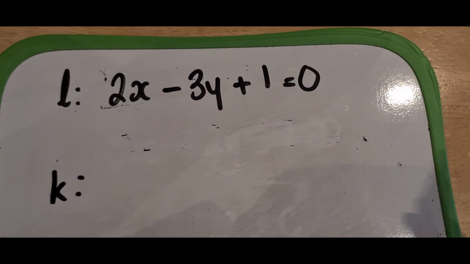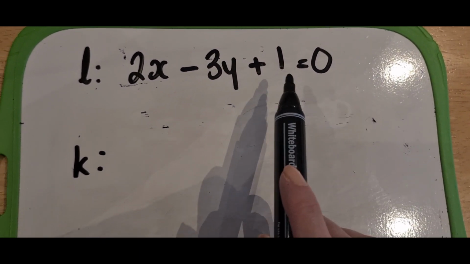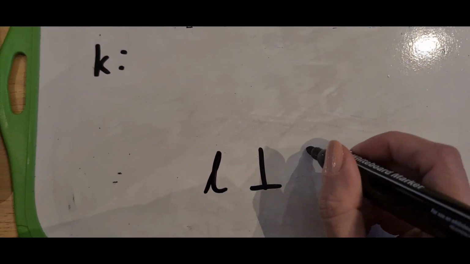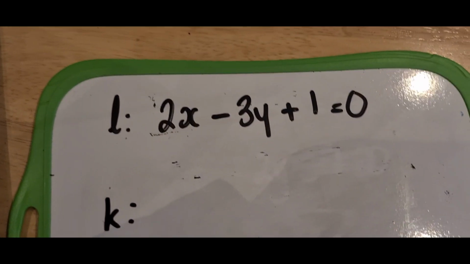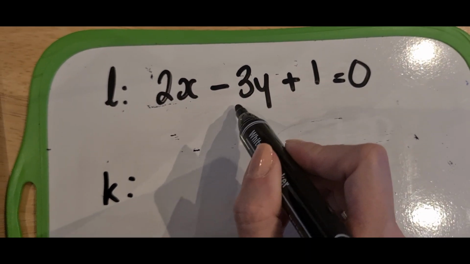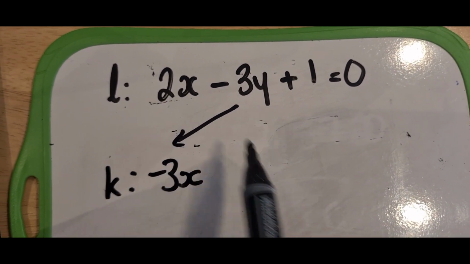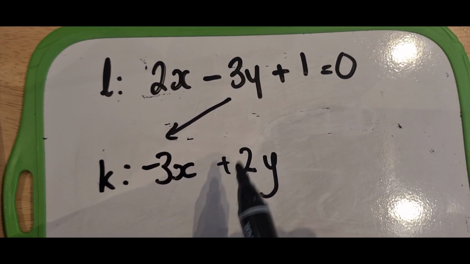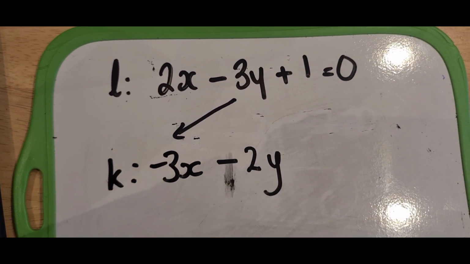Here's a second example. If I am given the line L, which is 2x minus 3y plus 1 is equal to 0, and I'm told that the line L is perpendicular to the line K, find the equation of line K. Okay, so I'll swap the x and y coefficients. So the -3y, I'm going to put the -3 in front of x. Plus 2x, I'm going to put the +2 in front of a y. Now remember, you then change the sign in front of y. So I'm going to change it from a plus to a minus.